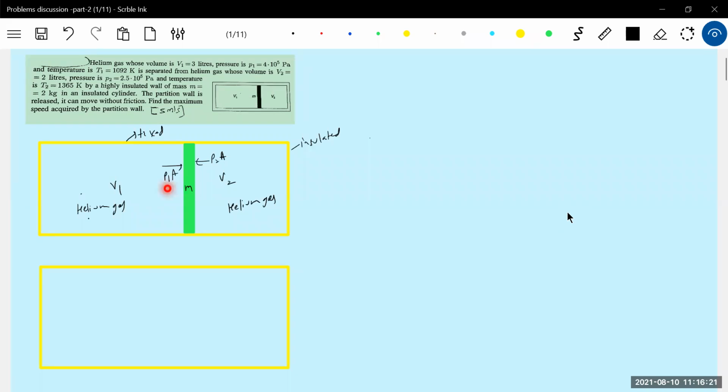The gas comes in contact with the piston and exerts force. So P1 is greater than P2, and therefore the piston will start accelerating towards the right. Then take help of the laws of motion. As it starts moving towards the right, what process will the gas in the left part undergo? It will undergo an adiabatic process because there is a non-conducting wall. The piston is also non-conducting, and the chamber is non-conducting. So the gas in both parts will undergo an adiabatic process.